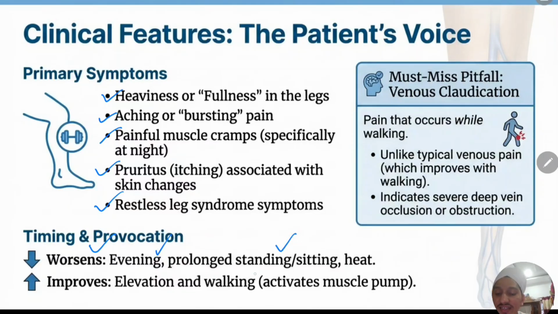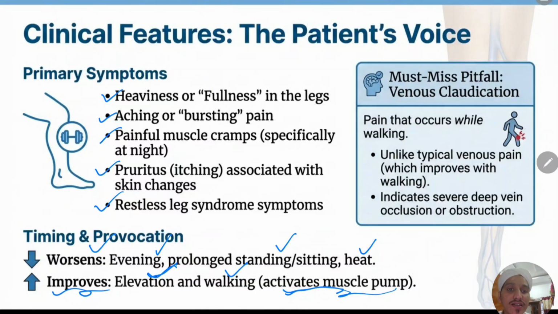Prolonged standing and sitting will worsen the symptom, and heat will also worsen the symptom because it causes venodilation. Okay. What improves the symptoms? Elevation of the legs and walking. Elevation will cause flow of blood from the limbs to the heart, and walking will activate the muscle pump. So that's how it improves.